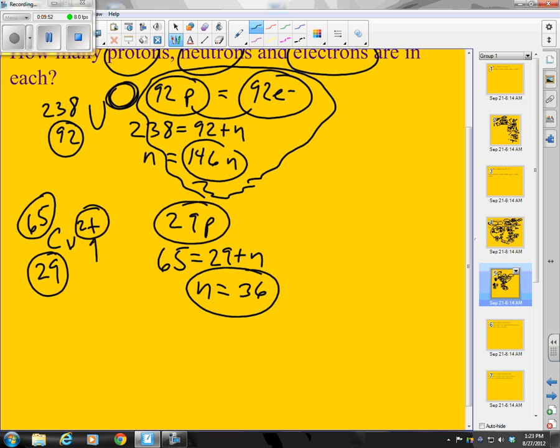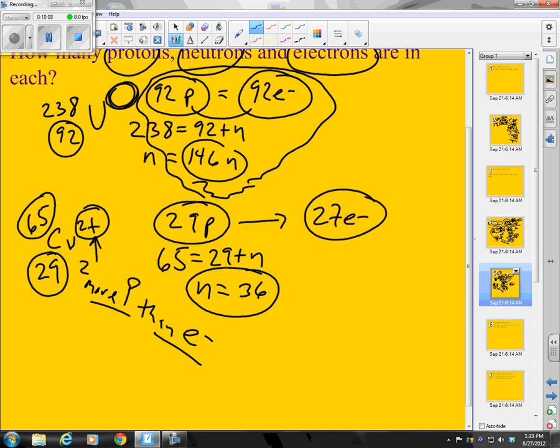Plus 2. It's a plus. That means more what? Than what? More protons than electrons. How many more? 2 more protons than electrons. If I have 29 protons, that means I must have 27 electrons. And there are my answers. 29 protons, 36 neutrons, and 27 electrons. Cool. Let's see if we can do one more before we call it a day here.